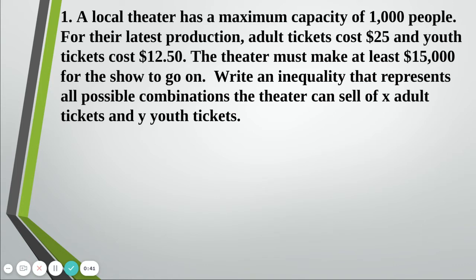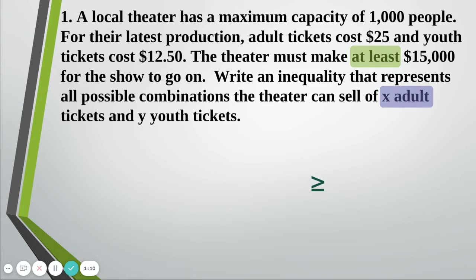First example, a local theater has a maximum capacity of 1,000 people. For their latest production, adult tickets cost $25 and youth tickets cost $12.50. The theater must make at least $15,000 for the show to go on. So the words "at least" let me know which symbol I need to use, which is the greater than or equal to symbol.